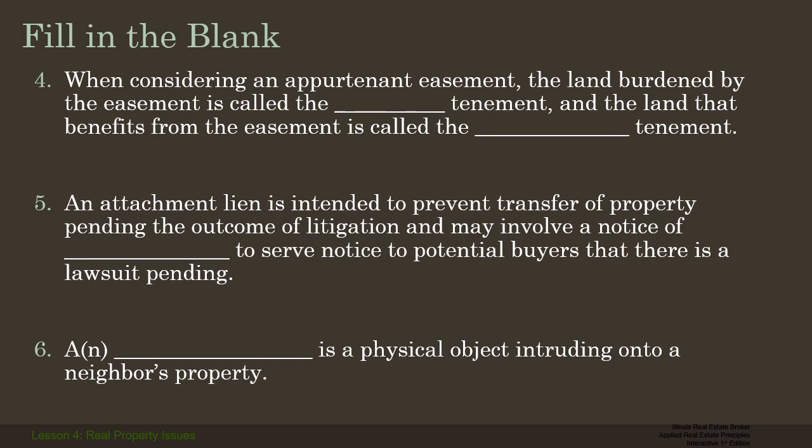When considering an appurtenant easement, the land burdened by the easement, the one that's burdened, would be the servient tenement, and the land that's benefiting would be the dominant tenement.